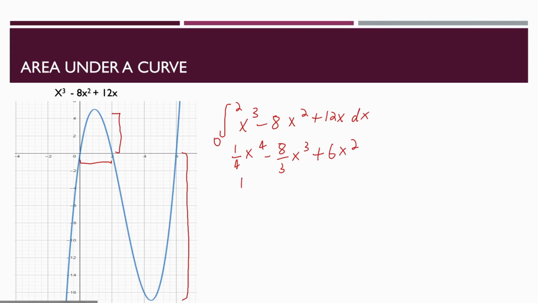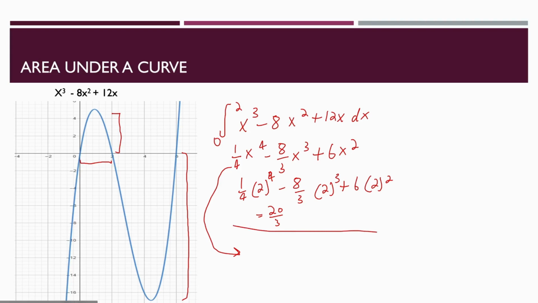Now we just need to input it. Plus 6 into 2 squared. Let me just put it into my calculator. This is equal to 20 over 3. Now I just need the same integral but from 2 till 6. So I'm just going to use the same form but for 2 till 6. So this is my answer for the upper part.